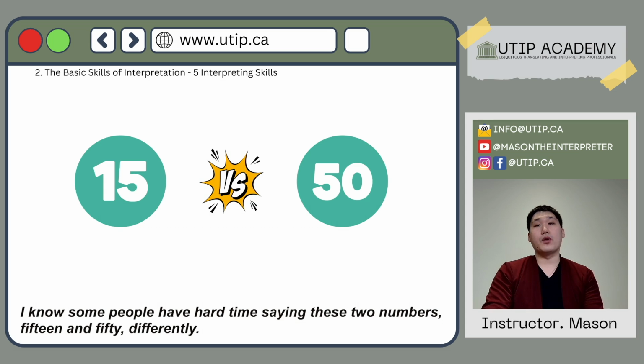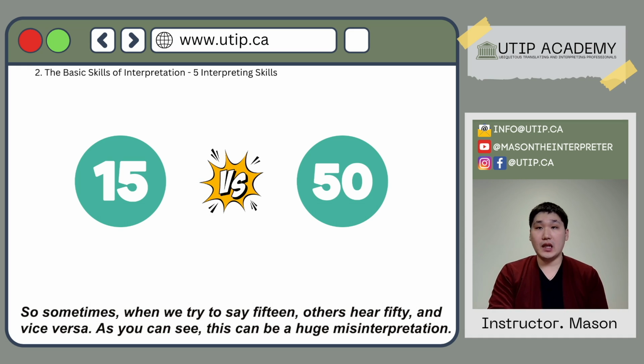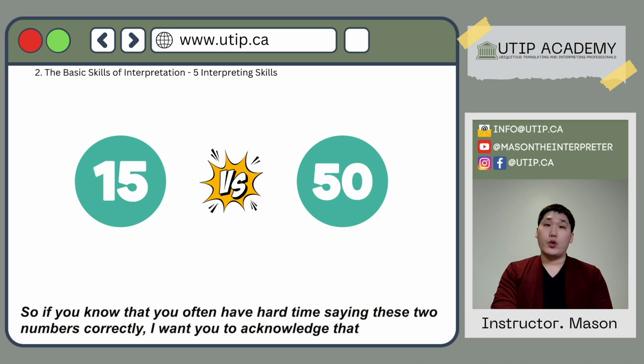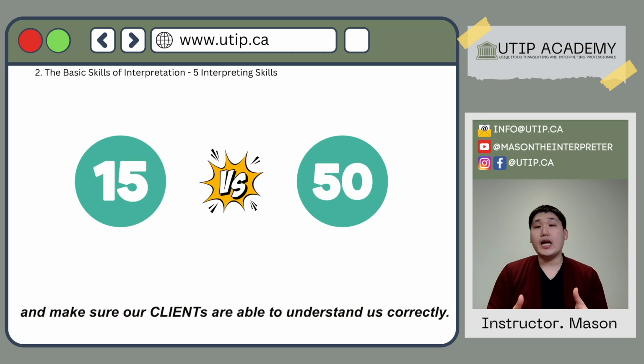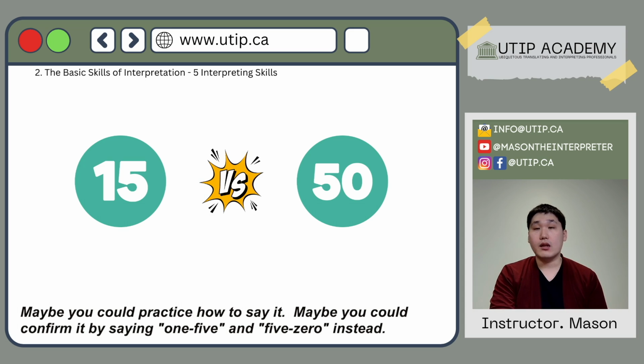I know some people have hard time saying these two numbers, 15 and 50, differently. So sometimes when we try to say 15, other hears 50, and vice versa. And as you can see, this can be a huge misinterpretation. So if you know that you often have hard time saying these two numbers correctly, I want you to acknowledge that and make sure our clients are able to understand us correctly. Maybe you could practice how to say it. Maybe you could confirm it by saying 1 5 and 5 0 instead.